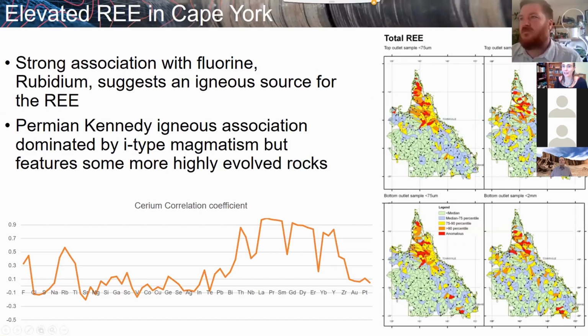So the elevated rare earths in Cape York is probably the reason why we initially fired up the survey to go have a closer look at this after the NGSA. And so we've highlighted the cerium association. It's got rubidium and fluorine. So initially we're thinking it's associated with the igneous rocks in Cape York. And the Permian Kennedy Igneous Association was our target of investigation, I guess.